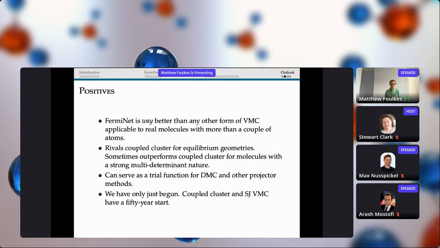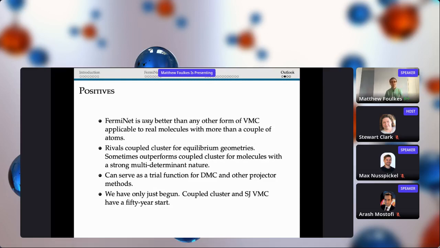It can serve as a trial function for diffusion Monte Carlo and other projector methods, although we were disappointed with what we gained when we did that. One other person has tried that too. We've only just begun, and we're fighting methods that have a 50-year head start. Where I think we're going to be most useful is looking at systems where we have very little idea of the wave function. So I wanted to go ahead and tell you some previews of what we're doing now.